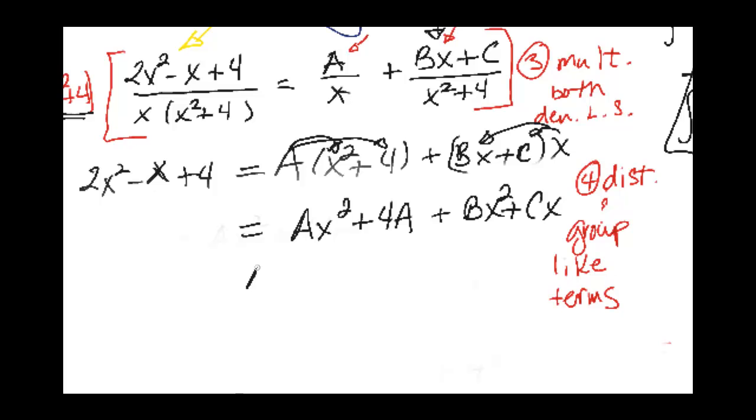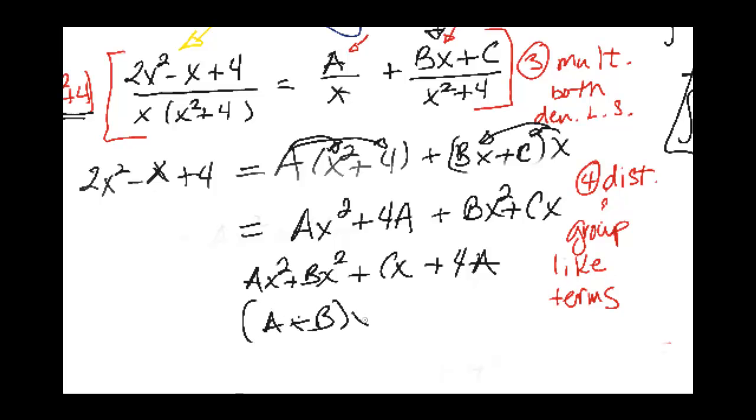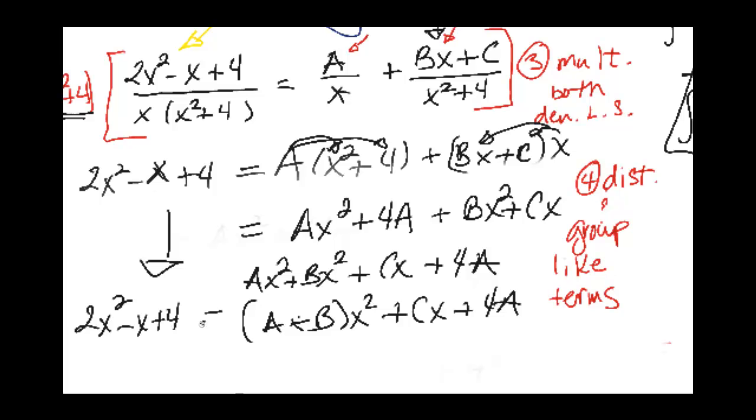So here we have ax squared plus bx squared plus cx plus 4a. Factoring out the x squareds, I get a plus b times x squared plus cx plus 4a. Bringing this down, we get 2x squared minus x plus 4. And then at that point, if this equal sign has any validity to it, this a plus b must equal the 2, because they're both coefficients of x squared. So the first equation you would get is a plus b equals 2.